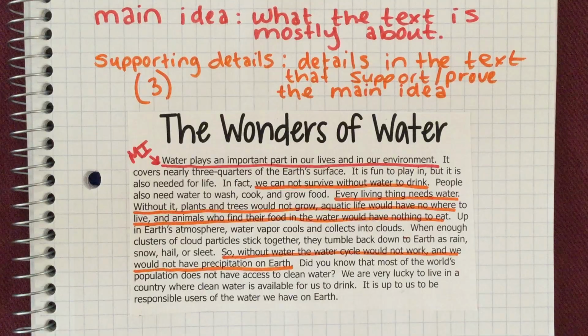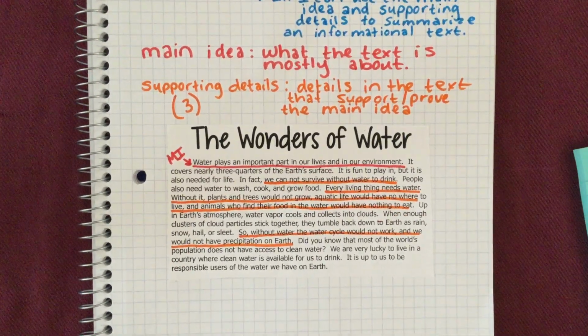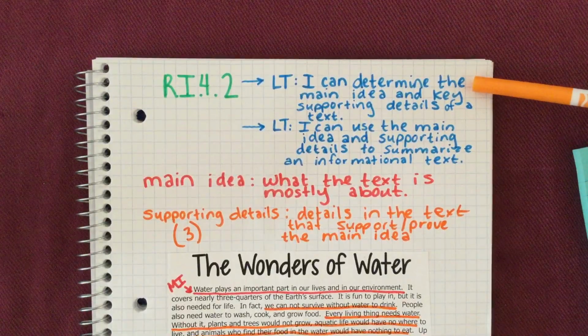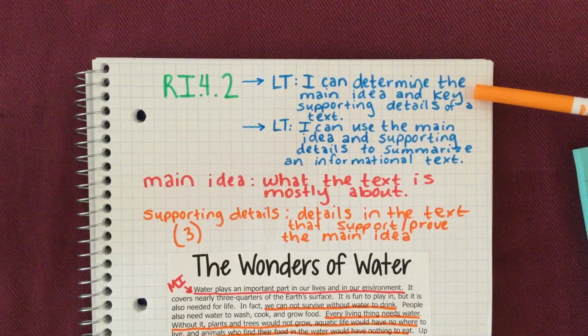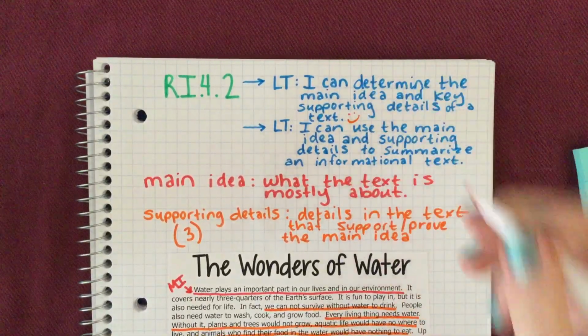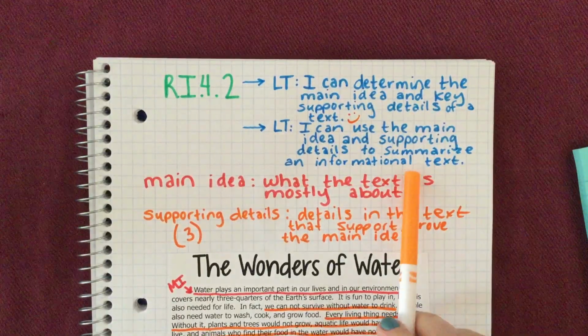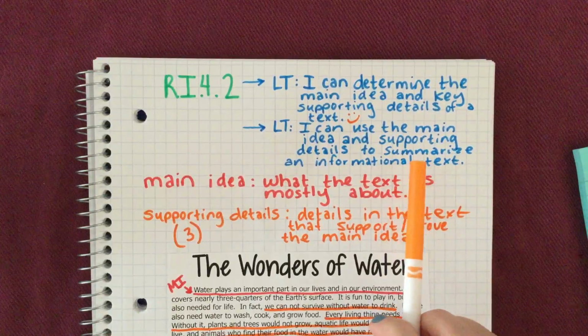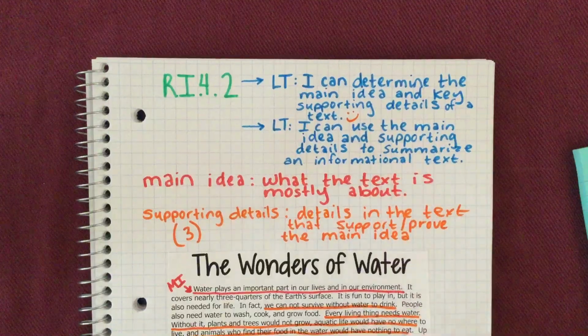So your next task, friends, will be to meet our second target. Because did we meet our first target? I can determine the main idea and the key supporting details of a text. We sure did. Nailed it. So now we've got to summarize it. And remember, a summary has some really important pieces that you don't need to forget.